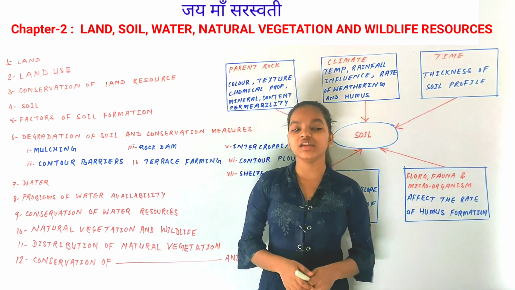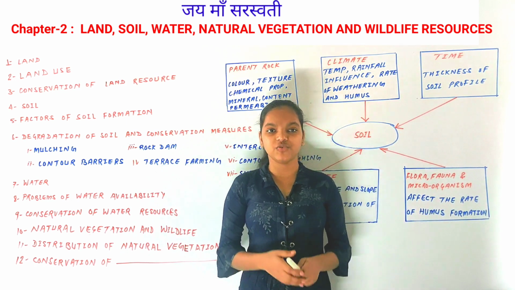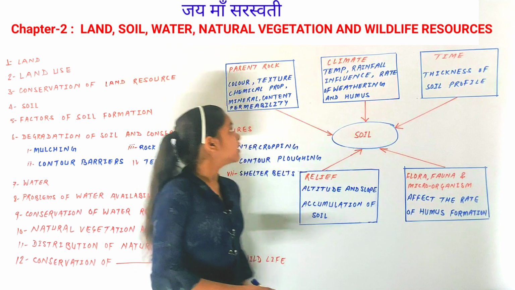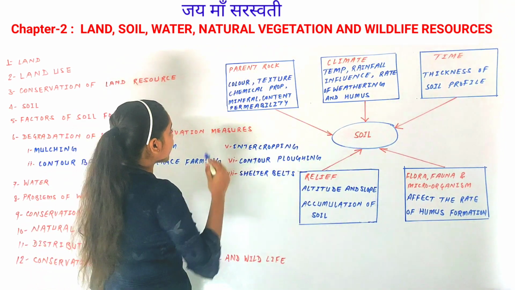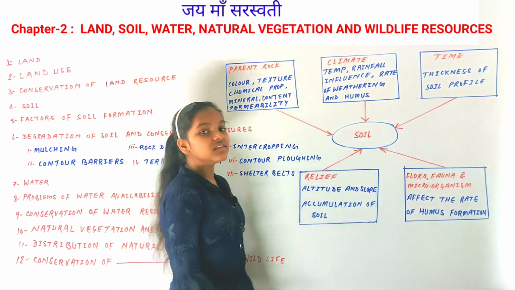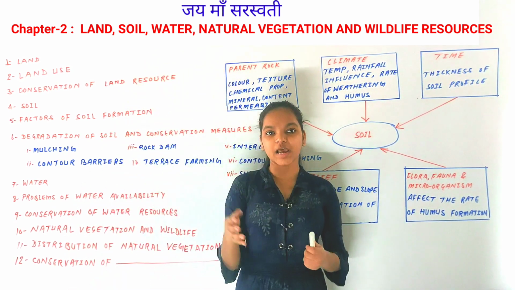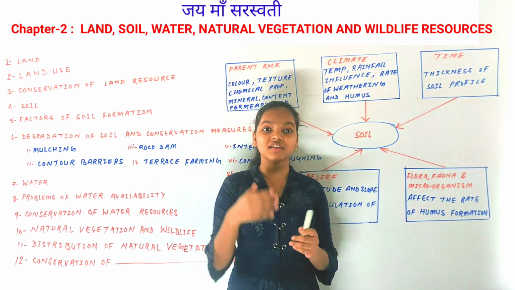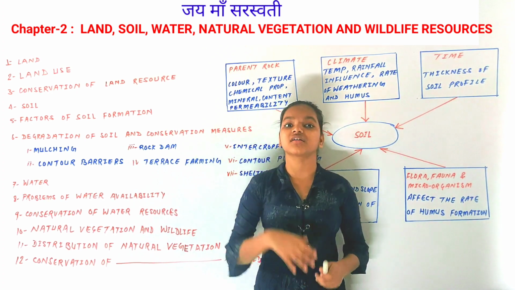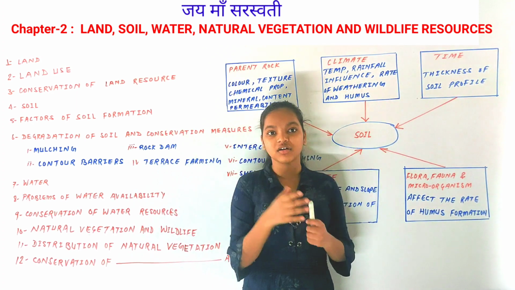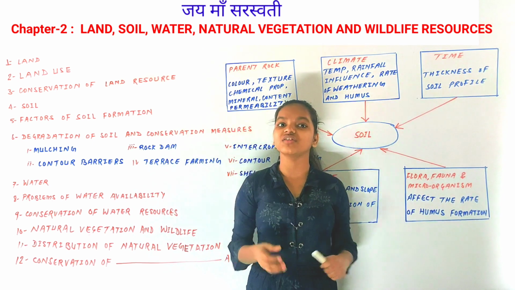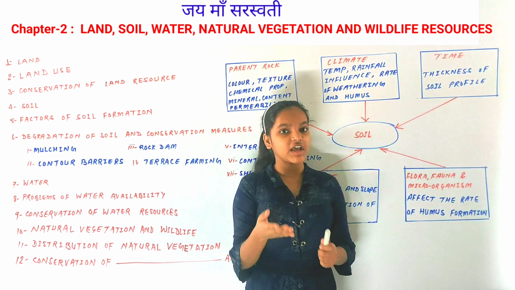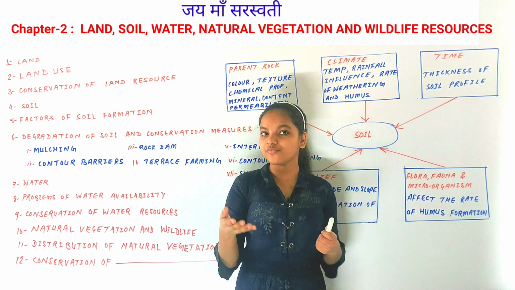So today I will explain Class 8 Geography Chapter 2, and our chapter is Land, Soil, Water, Natural Vegetation and Wildlife Resources. In this chapter we will discuss different types of resources, like land, its use, its conservation. We will discuss water, problems related to water, natural vegetation, and our wildlife resources.